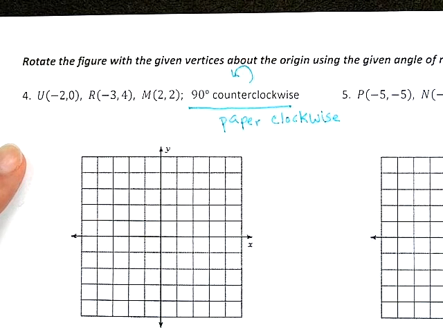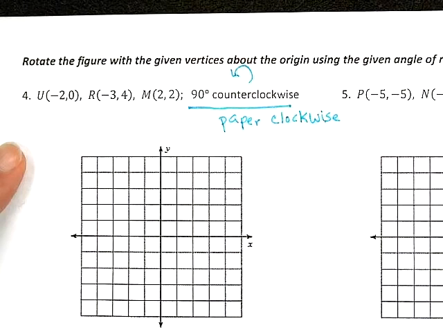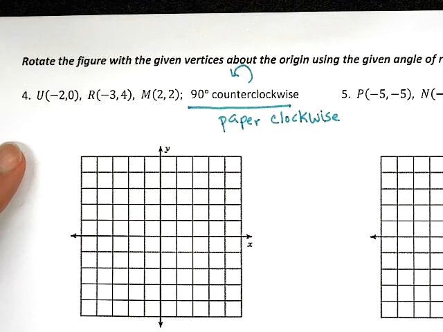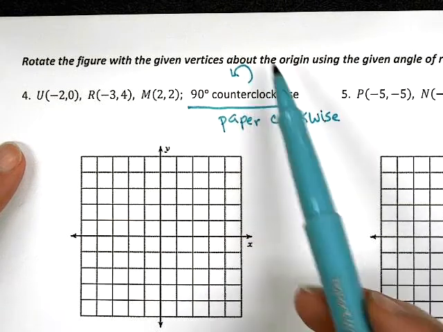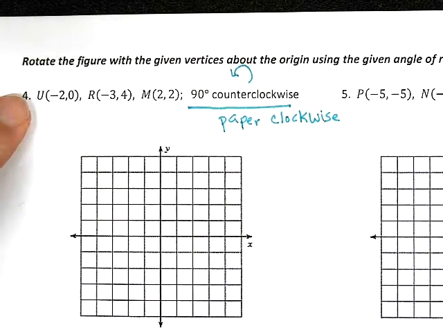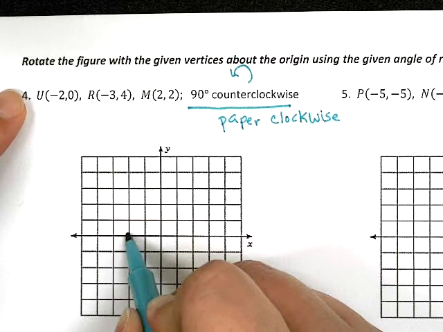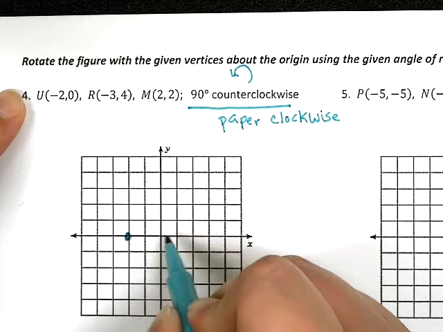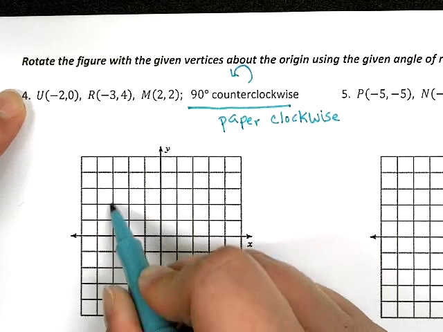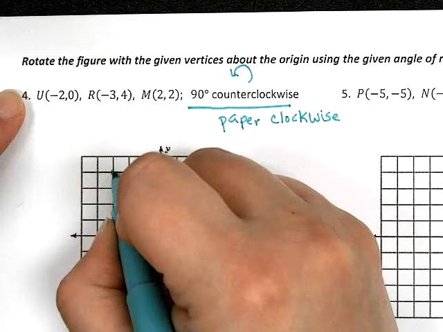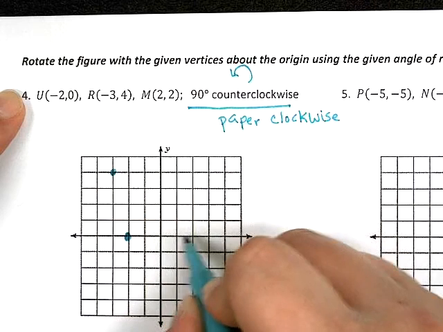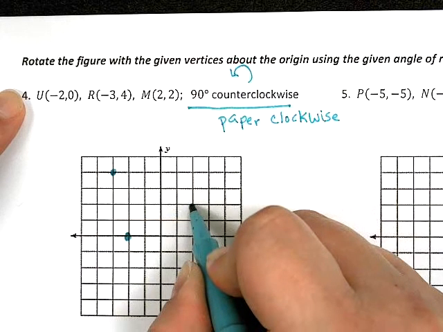So let's remind ourselves of that note real quick. Our paper is going to get turned clockwise so that our points can go counterclockwise. So let's draw our original figure. The point -2, 0 would be right here. -3, 4 would be right here. And 2, 2 would be right here.